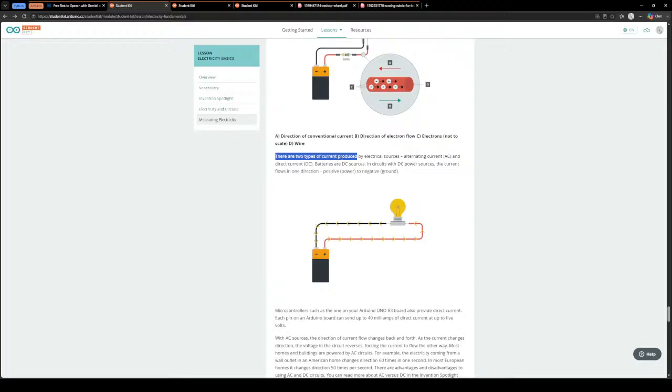There are two types of current produced by electrical sources: alternating current (AC) and direct current (DC). Batteries are DC sources. In circuits with DC power sources, the current flows in one direction, positive to negative.